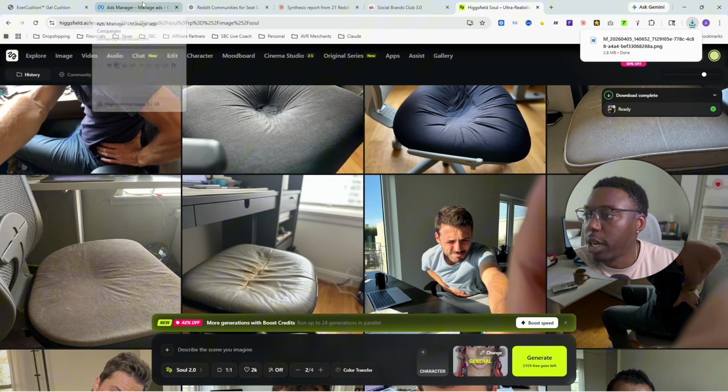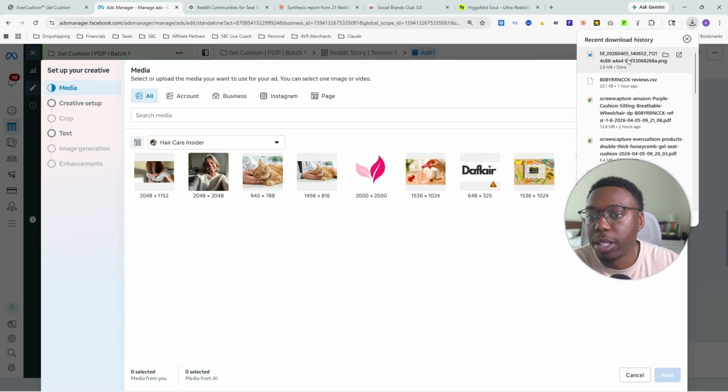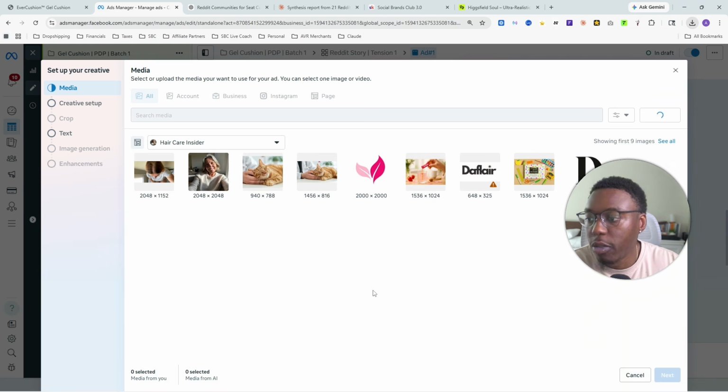Okay, and then we're going to go over to Ads Manager. We're going to drop this bad boy in here. Remember, we ultimately want these to be 1-by-1 photos.